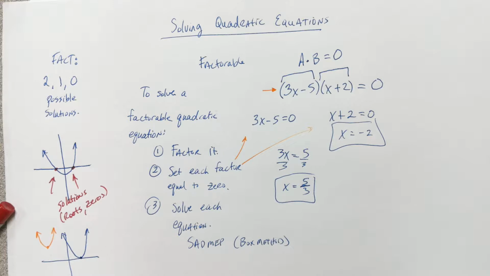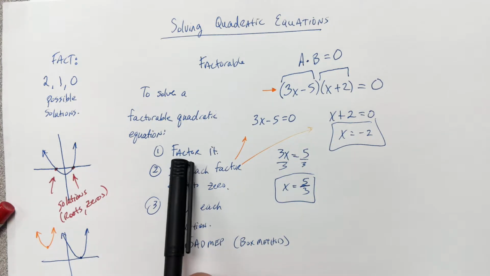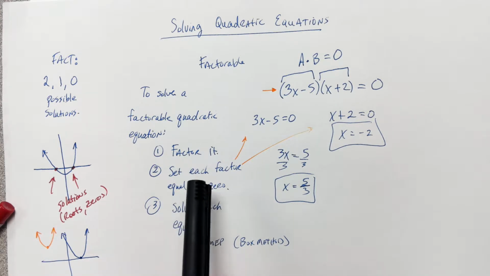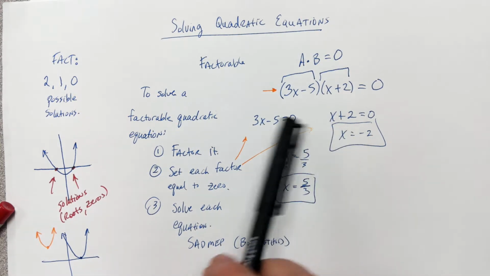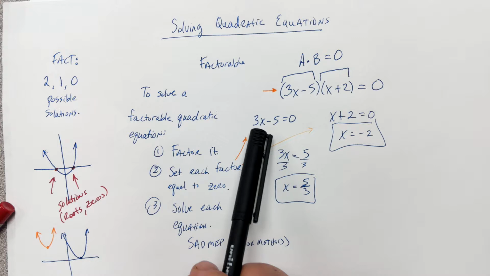So, so far, okay, look, you know how to factor. Sometimes it gets tricky, right? But you know how to factor. And then solving things like this is pretty easy. I don't think you'll mess up with that. They're either going to be one step like this or two steps like that.